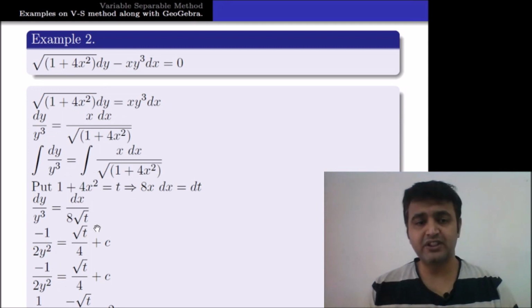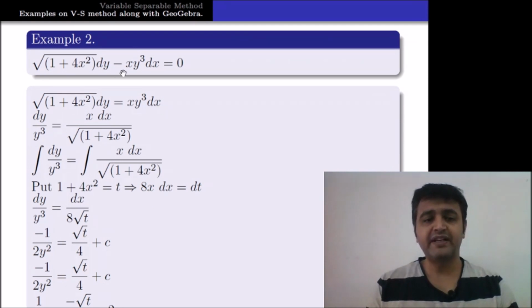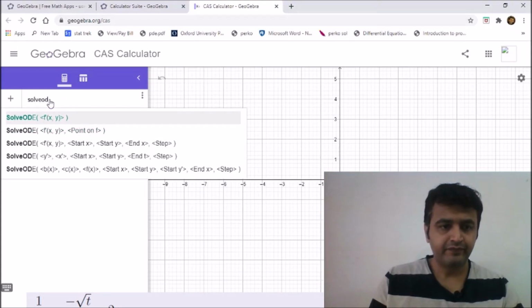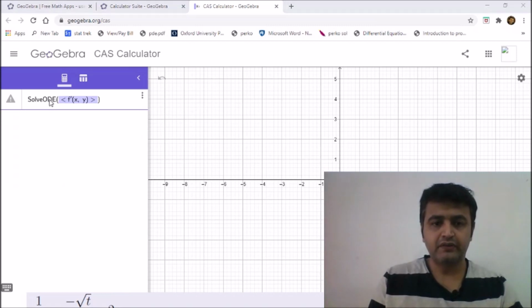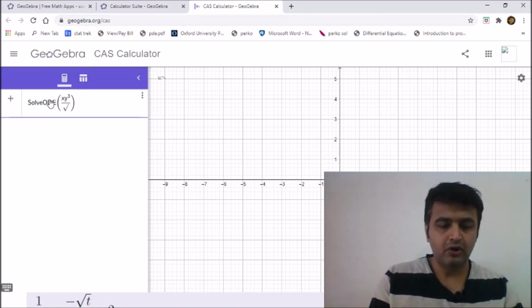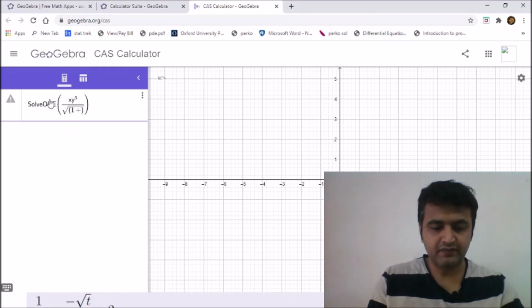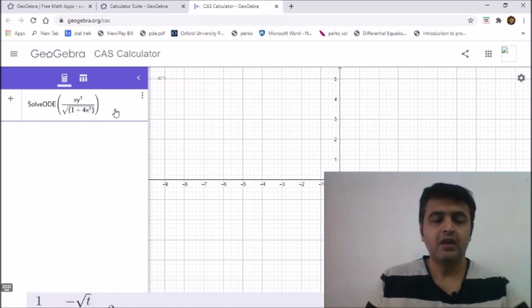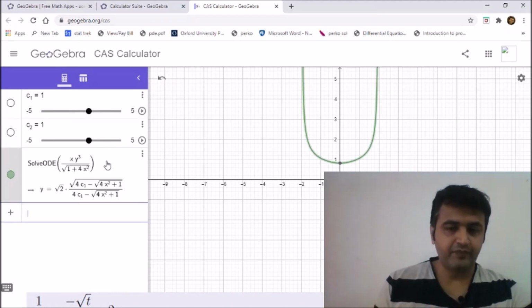Let's see what GeoGebra gives us. So what is my dy by dx from here? It is xy cube upon square root. Again we do the same thing. I will just type solve ODE. If you recall, it was nothing but xy cube divided by square root of 1 plus 4x square. So this was the ordinary differential equation we had. If I enter it over here, let's see what solution we get.